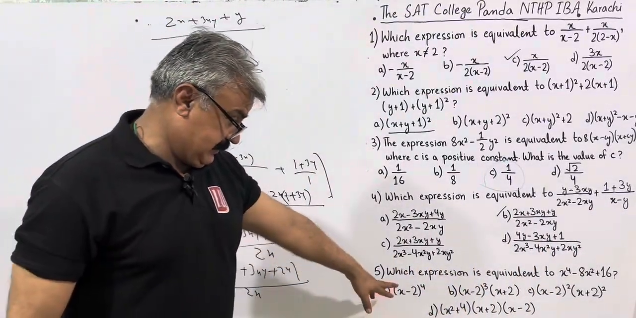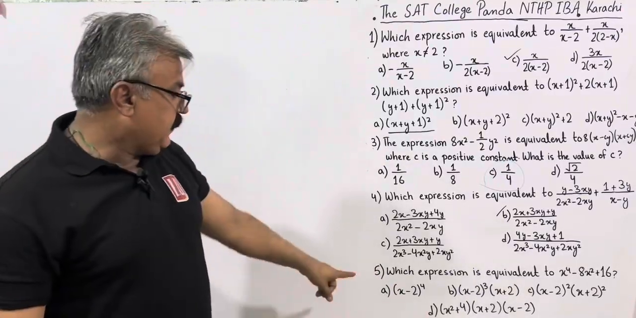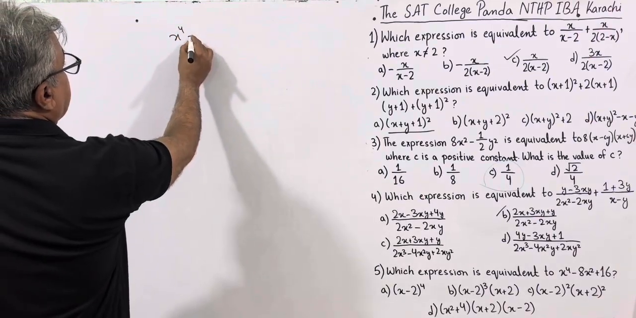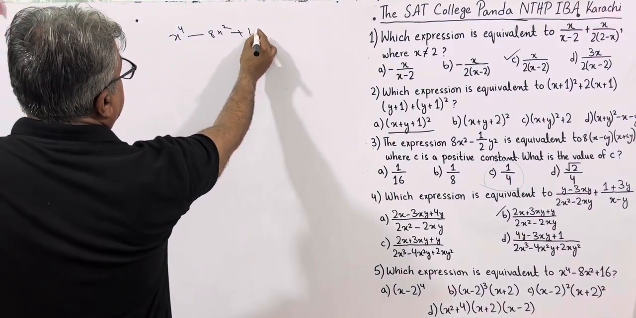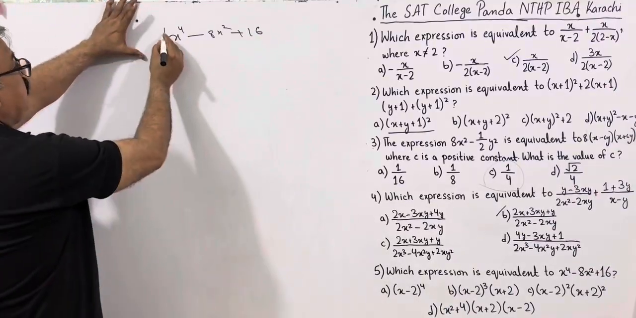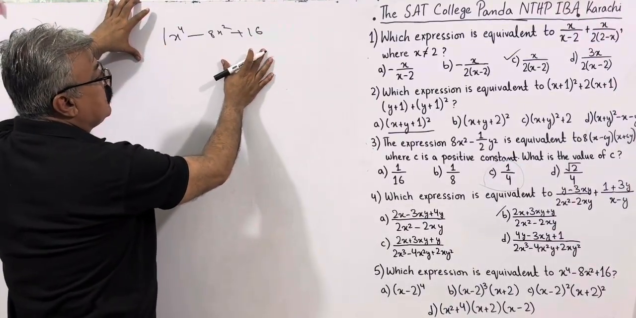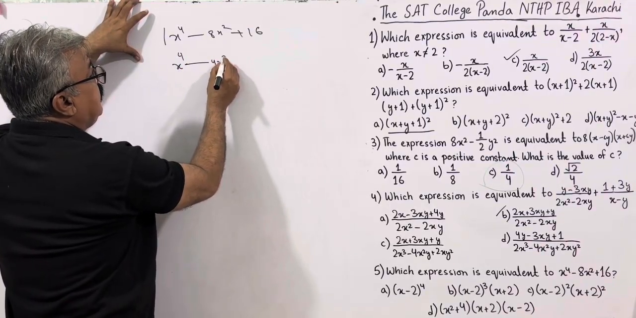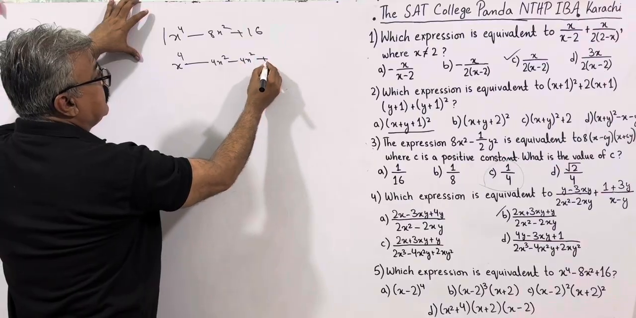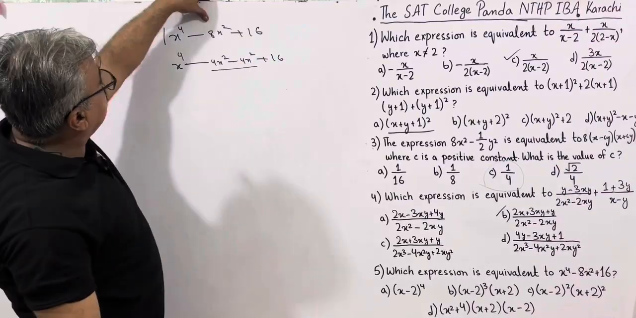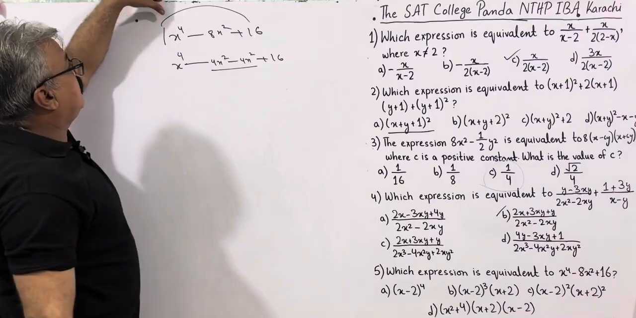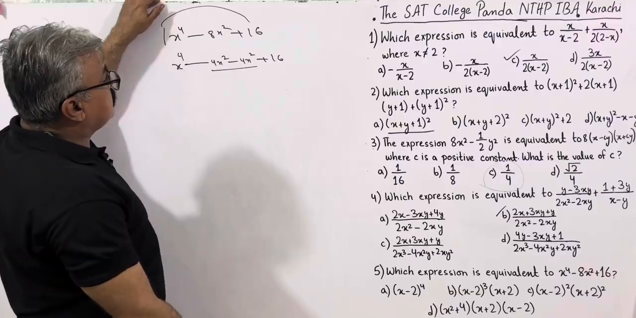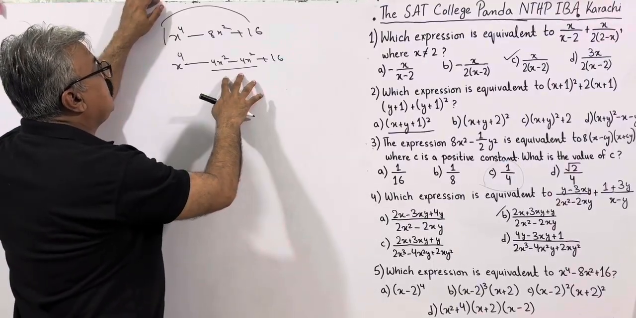Moving towards the next question. The next question we have: which expression is equivalent to x power 4 minus 8x square plus 16? If we apply middle term breakup: 1 times 16 is 16, 4 4s are 16, and 4 and 4 is 8. I will apply the middle term breakup concept. I can write 8x square as negative 4x square minus 4x square. I have managed the middle term from the coefficient of the first term and the constant term, the factors of 16.